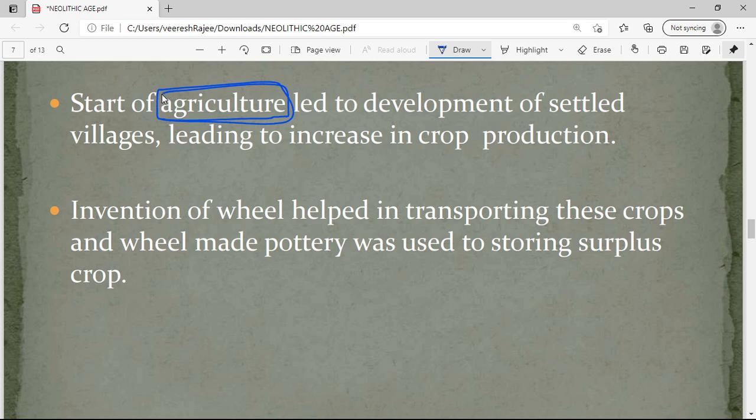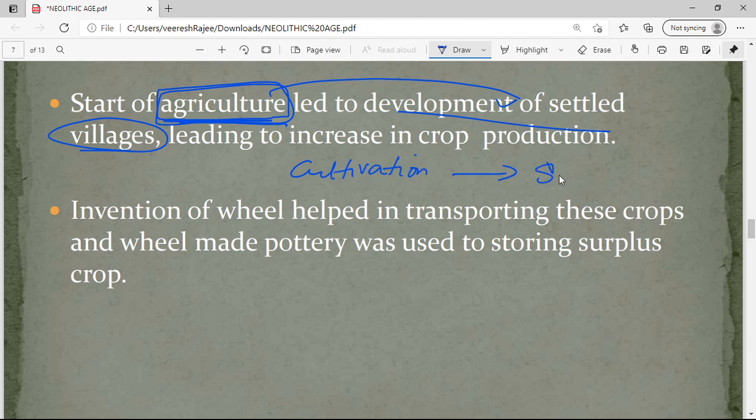Okay, now we have to analyze what happened after the starting of agriculture. After the start of agriculture, what happened? So we can see that with the development of agriculture, the development of settled villages started. So cultivation of crops led to settled villages.